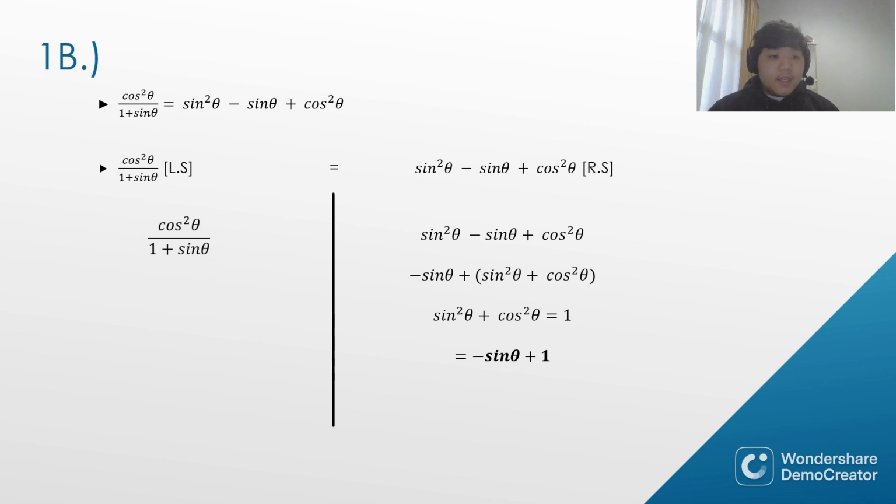Now for the left side, it is cos square theta over 1 plus sin theta. Cos square theta is also equal to 1 minus sin square theta. 1 minus sin square theta over 1 plus sin theta can also be translated to 1 minus sin theta. 1 minus sin theta is also equal to the right side, and thus proves the trigonometric identity for both sides.